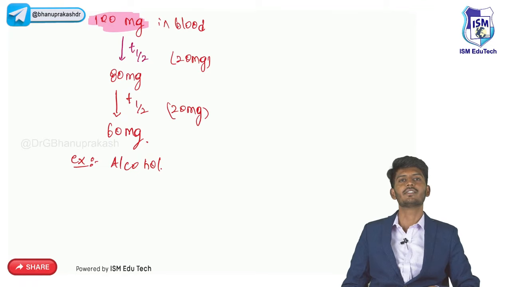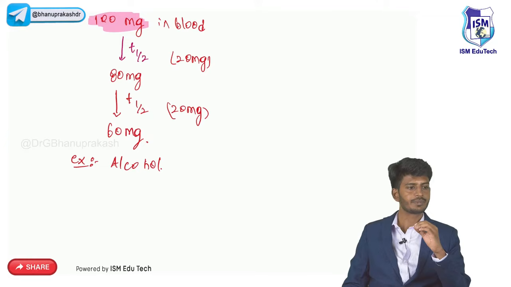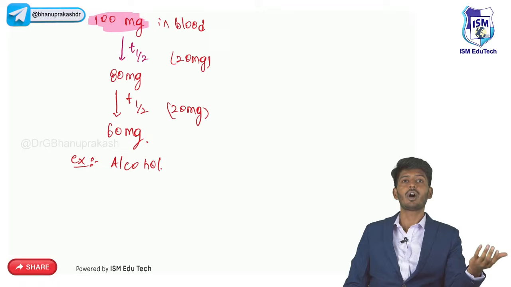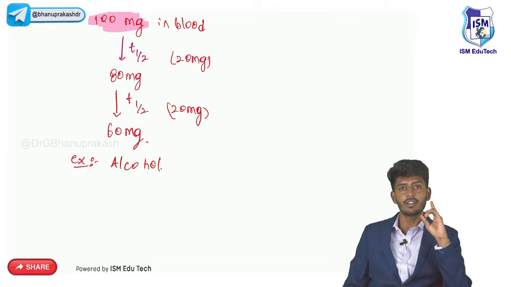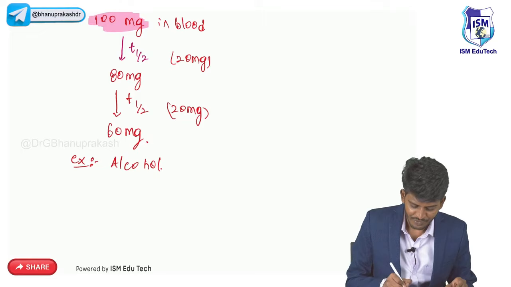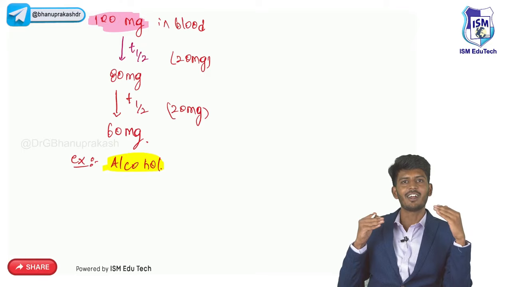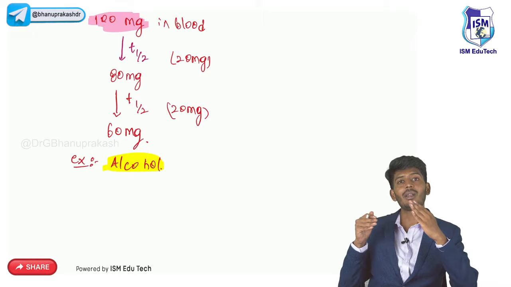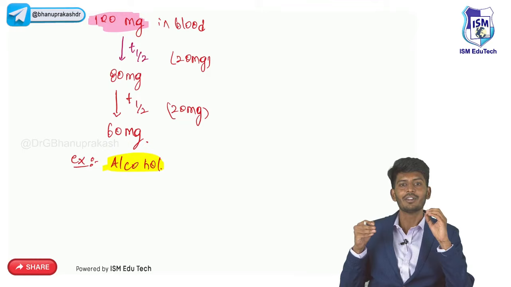See, among those, except for alcohol, other drugs can follow sometimes first order kinetics also, sometimes mixed order kinetics also. So, there is always one substance which will undergo zero order kinetics: alcohol. Just imagine how brilliant God should be. Once a person drinks alcohol, the complete alcohol cannot be metabolized all of a sudden, because only a fixed amount will be removed. So, this is your alcohol.